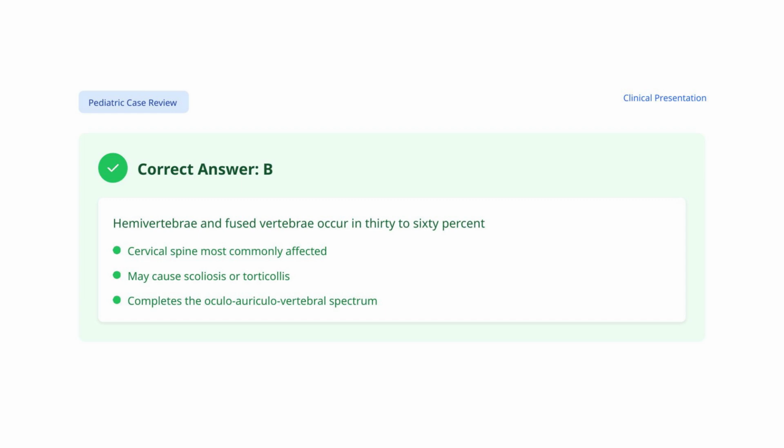Hemivertebrae and fused vertebrae occur in 30 to 60% of Goldenhar syndrome patients. The cervical spine is most commonly affected by these anomalies. These vertebral defects may cause scoliosis or torticollis. Vertebral involvement completes the oculoauriculovertebral spectrum that gives this condition its alternative name.